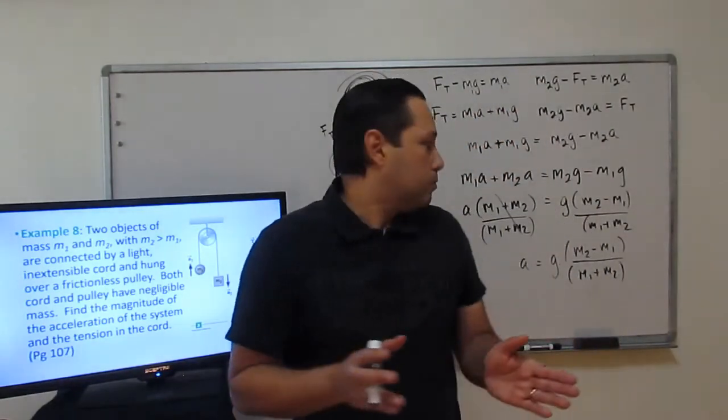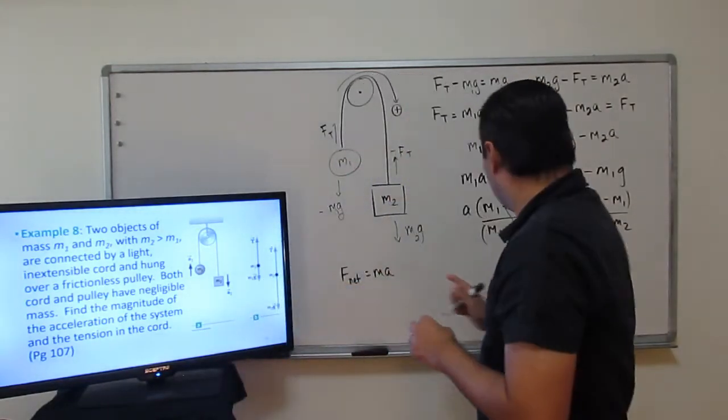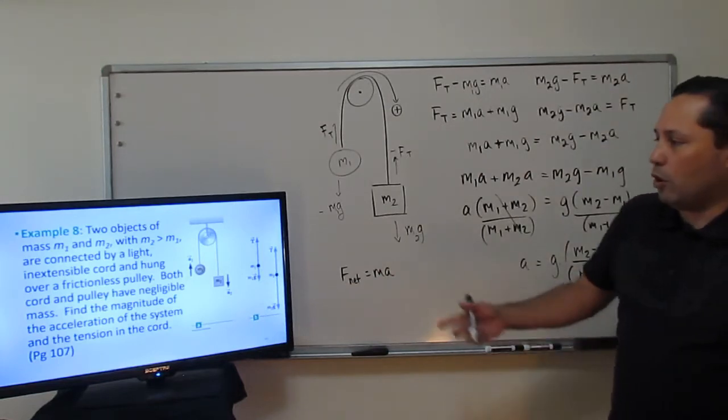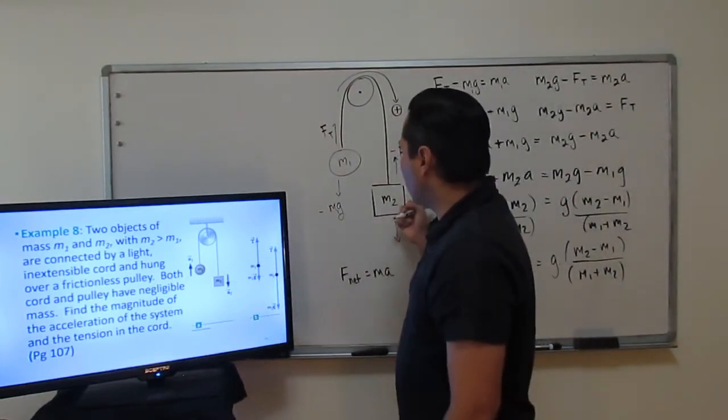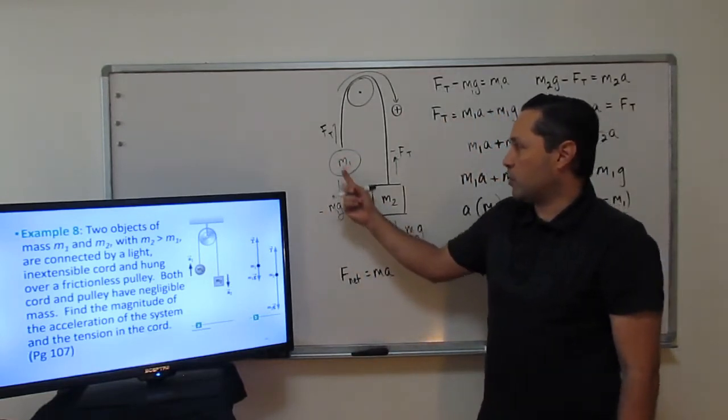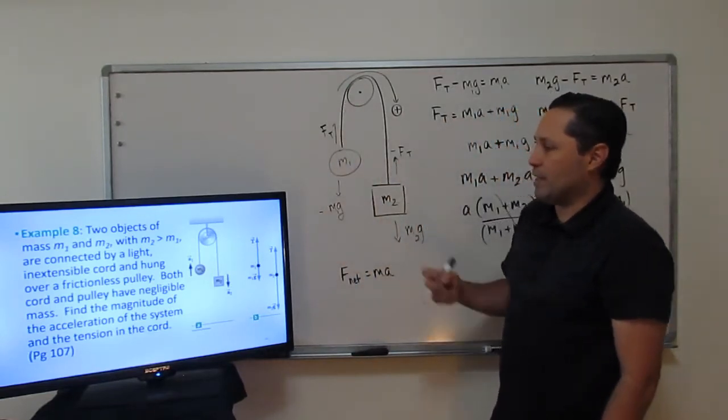Alright, so from there you just plug in your values for the masses, and you know the acceleration due to gravity, and that will give you the acceleration of object 2, which by the way is the same acceleration as object 1, it's just different directions. Object 1 will be moving up, object 2 will be moving down.